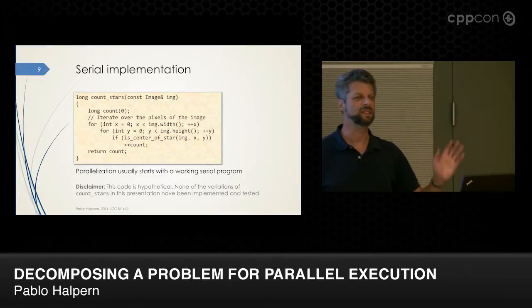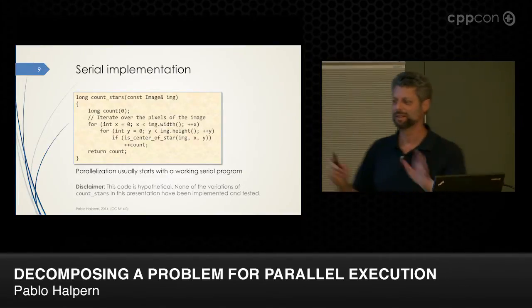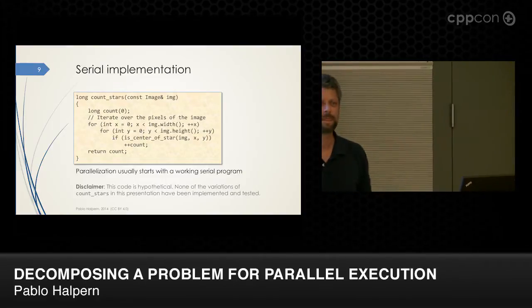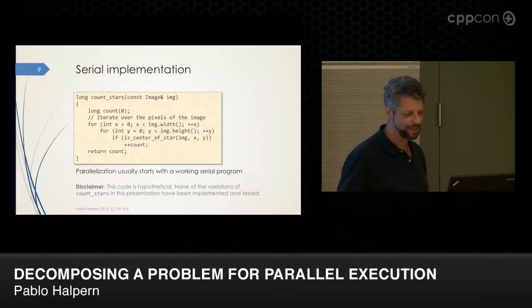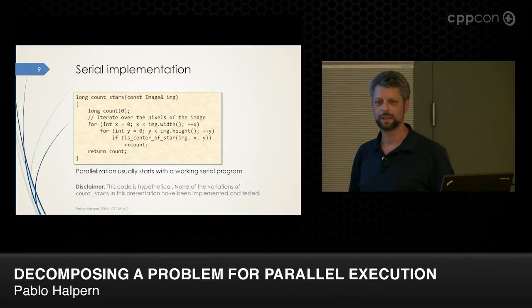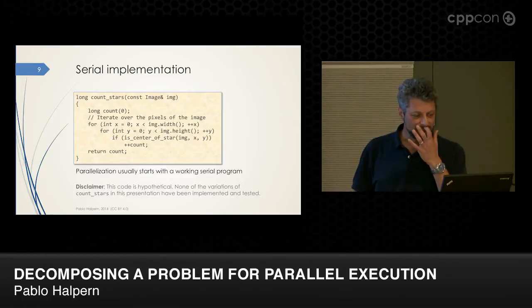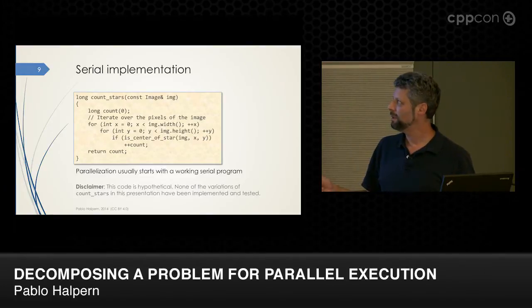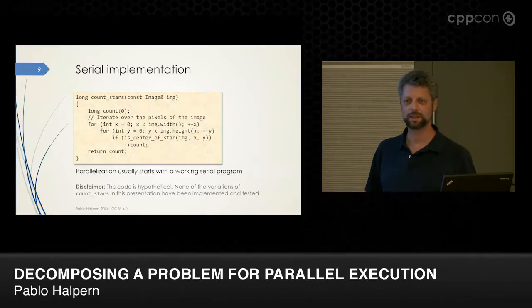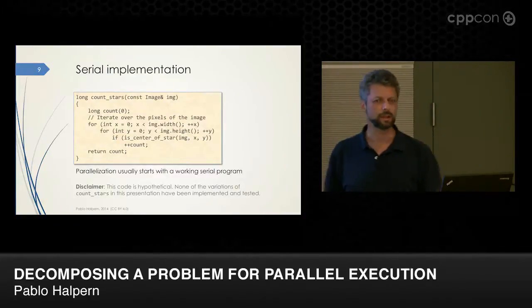Now I conveniently left out the details of how we figure out if it's in the middle of a star. That's not my problem, okay? Not my area of expertise. Suffice to say that it would require seeing not only the pixel in question, x and y, but probably all the pixels around it. At least 9 pixels and probably more. Every time we find one pixel that is the center of a star, we say, all right, we'll increase our count, and at the end we return the total count.